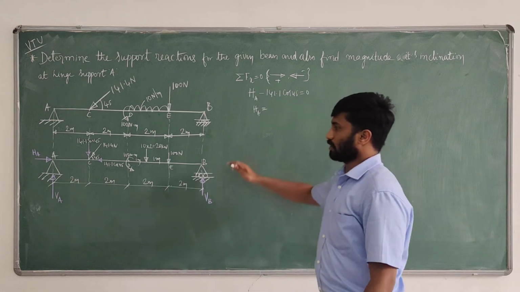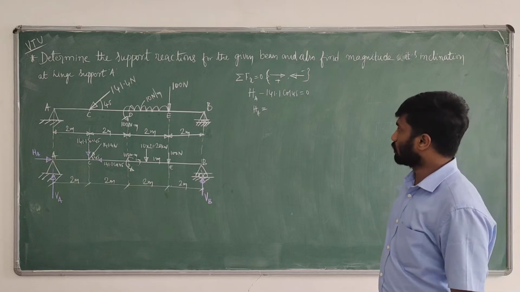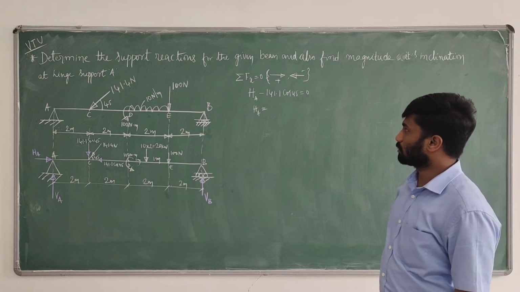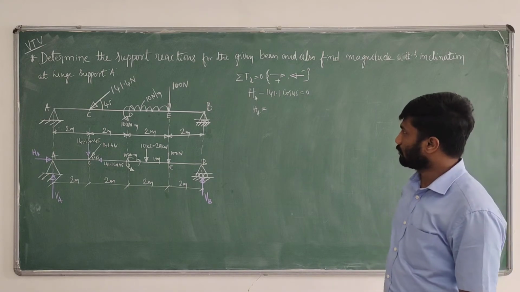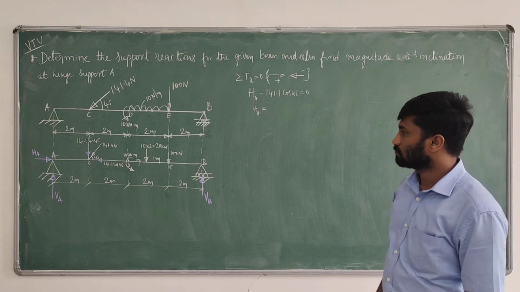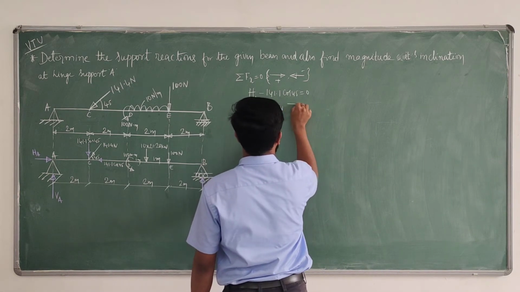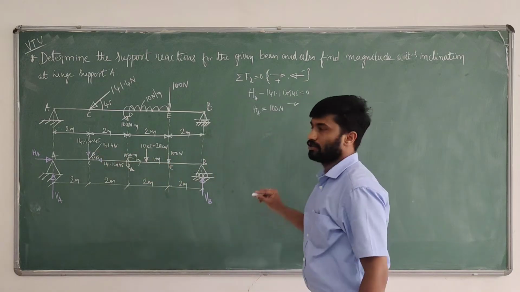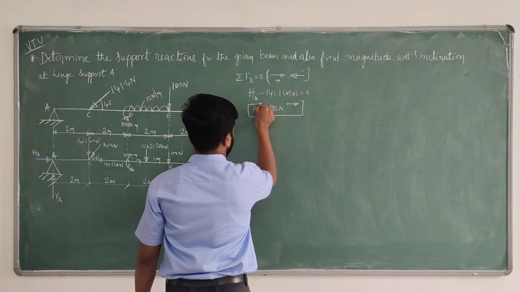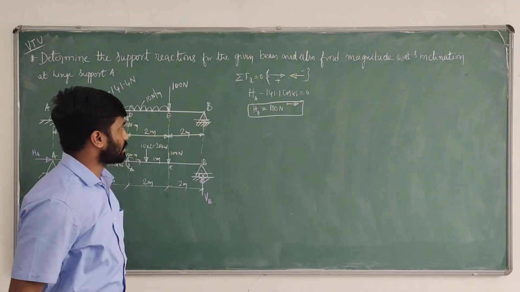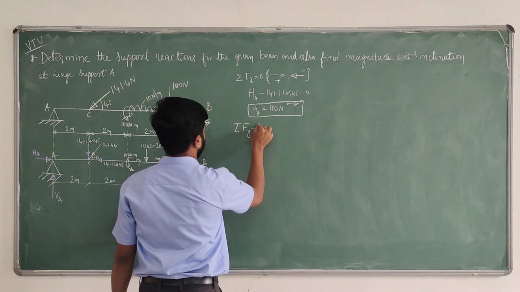So HA, taking this to the other side, becomes positive 141.1 cos 45, which is 100 Newton. So it is positive, and the assumed direction is also positive. So that's right, no problem. Highlight. Over.